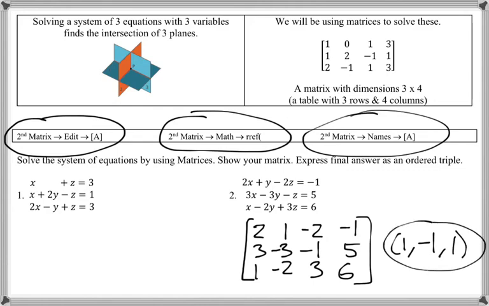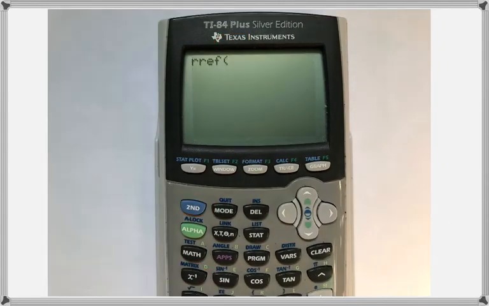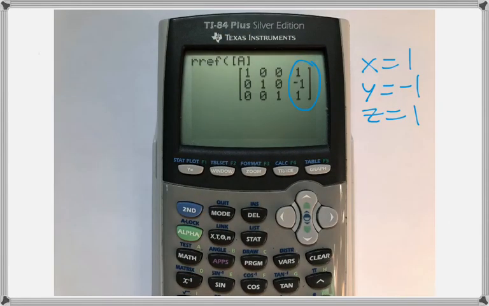Another thing to mention here is that we're using the matrices to solve systems of 3 equations, 3 variables, but you could go back and use this to solve a system of 2 equations, 2 variables. Your dimensions, if I were to do it right here, would have to be a 2x3 instead of a 3x4.